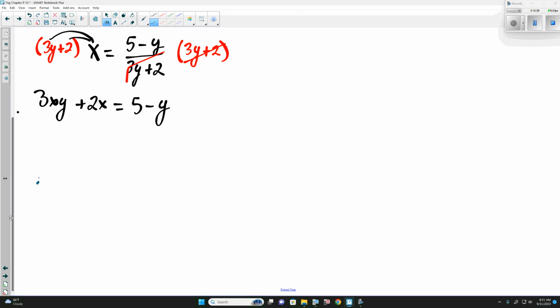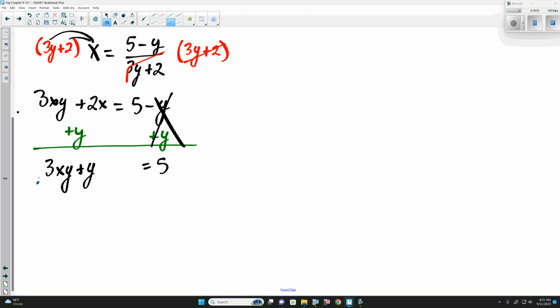And now at this point here, we need to get the y's together and everything else on the other side. So anything that has a y needs to be moved to the same side. So what I can do is add y to both sides. Here, the negative y and positive y will cancel, leaving us with 5. Now over here, we'll have 3xy plus y, because again, x, y, and y are not like terms, so they stay separate. But we also have plus 2x.